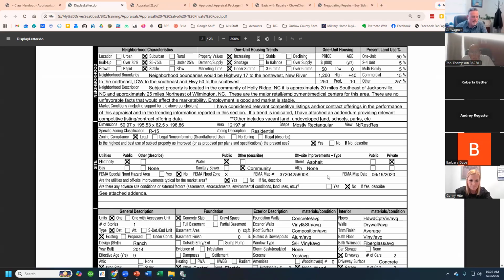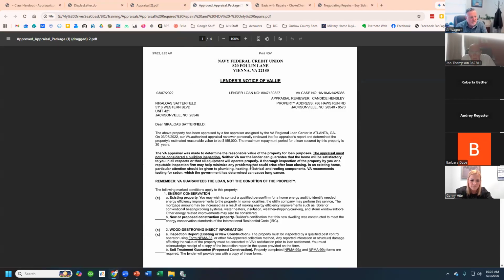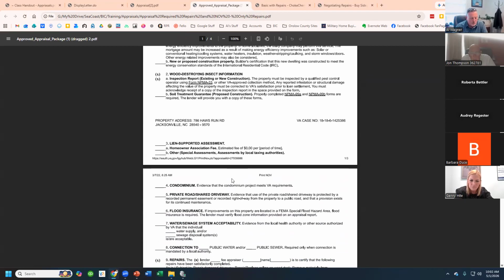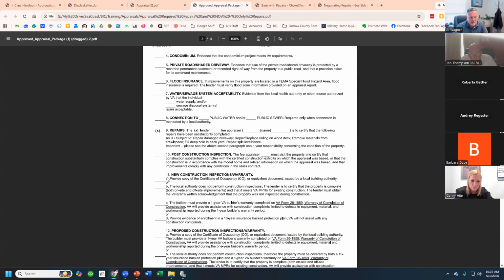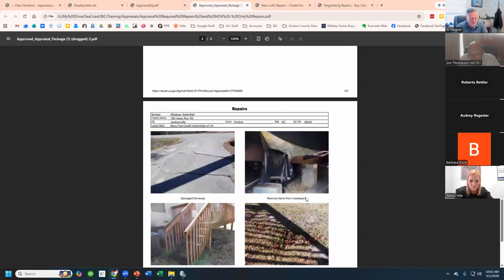Now, when an appraisal is done, after they get it, the third party reviews it, and then they send it back to the lender. When the lender gets it back, they will then send the buyer what's called a lender's notice of value. They refer to it as an NOV, notice of value. All that means is the buyer needs to sign it saying that you've got a copy of the appraisal. You've seen what the value of the appraisal is. That's really all this says. If there's any repairs, it asks for that on it. This one asks for repairs.